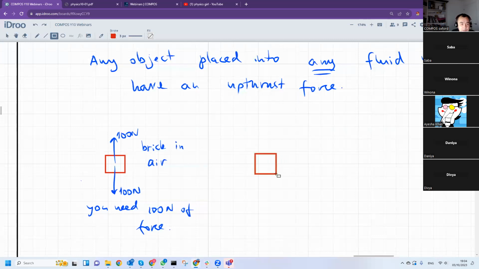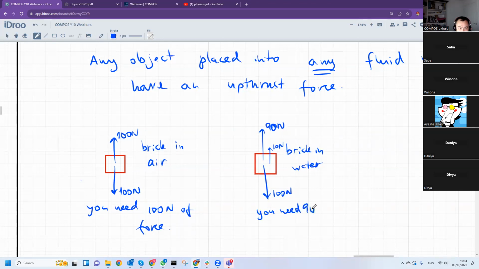If the same brick is in the water, it's going to be 100 newtons. But because there's an upthrust force, let's say 10 newtons upthrust force, you only need to use 90 newtons, because 10 up, you need 90 newtons to lift it.